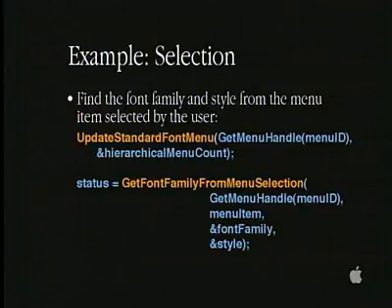When my app receives a notification event, or a notification when my callback is hit, I want to update the font menu. ATS is telling me that something has changed in the database, and I want the user to know this. If you're not subscribing for notifications, we also recommend that you call update standard font menu either when your application is brought to the foreground or when the user clicks on the font menu. But here, I'm showing you how to update the standard font menu for a hierarchical menu. And then to get the selection, when the user has selected a font, you can pull out the family and the style information with get font family from menu selection.